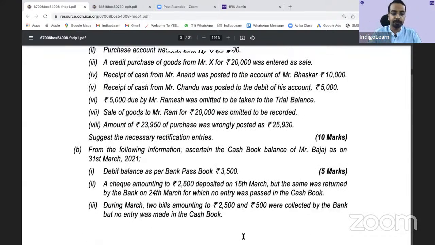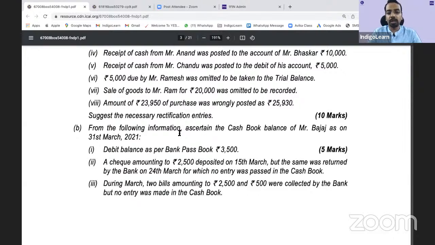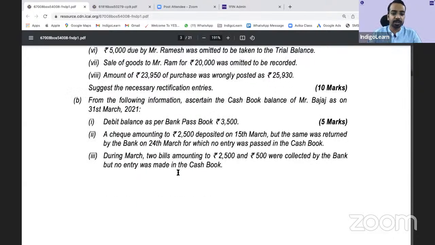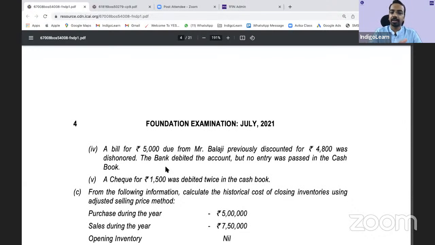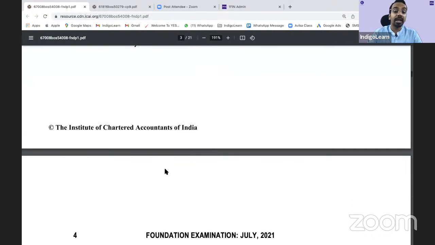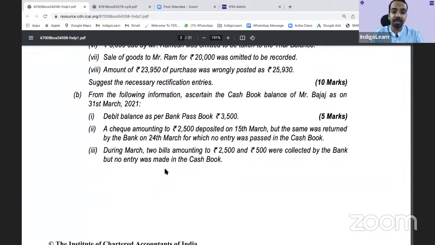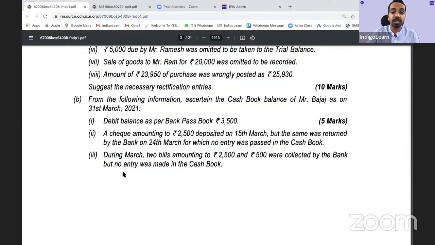Then, from the following balances, ascertain the cash book of Mr. Bajaj. This is a question related to cash book or BRS you can consider. Again, a simple question, again for every adjustment. Why am I emphasizing this again and again? Because a lot of us feel that unless we write the full question paper of 100 marks correctly, we will not get marks. No, it is not that way. Out of these 5 adjustments, maybe you will do 3 correctly. You will get 3 marks for that. Please keep that in mind.